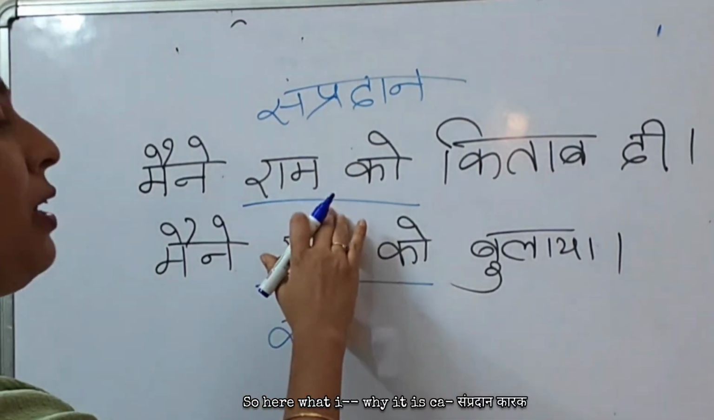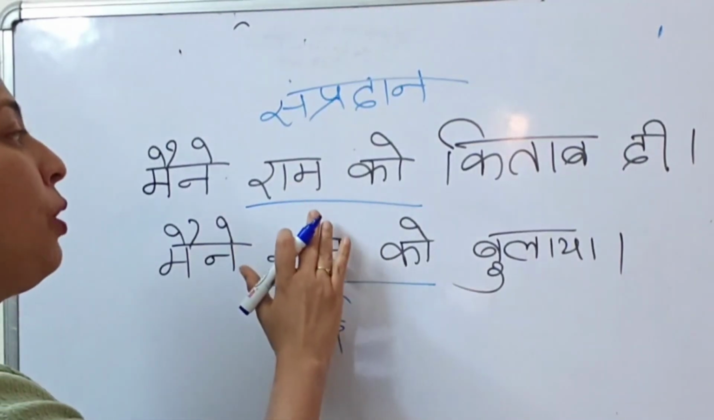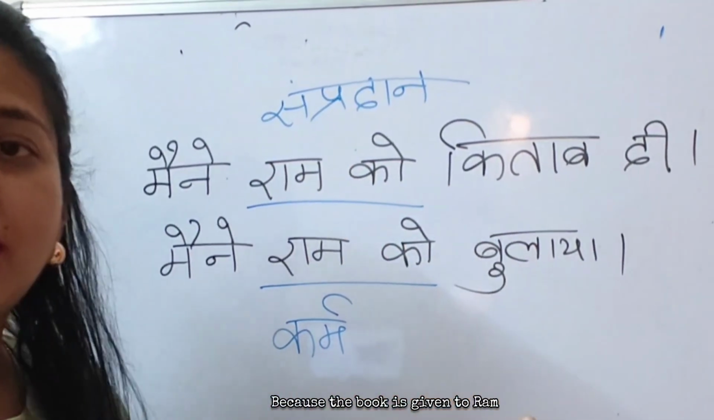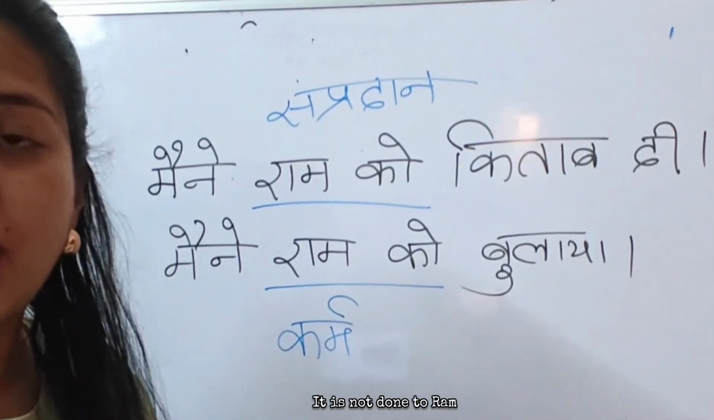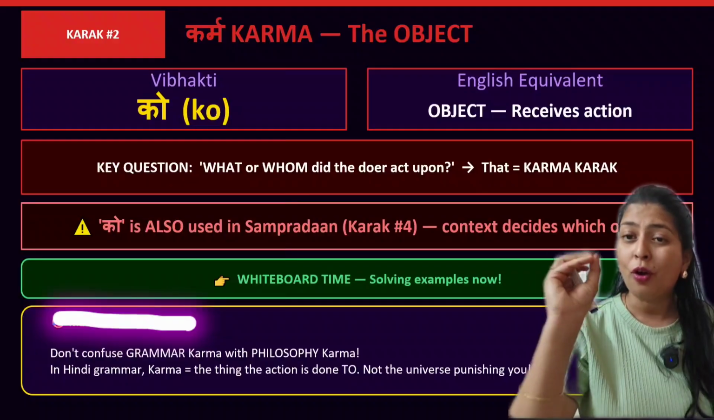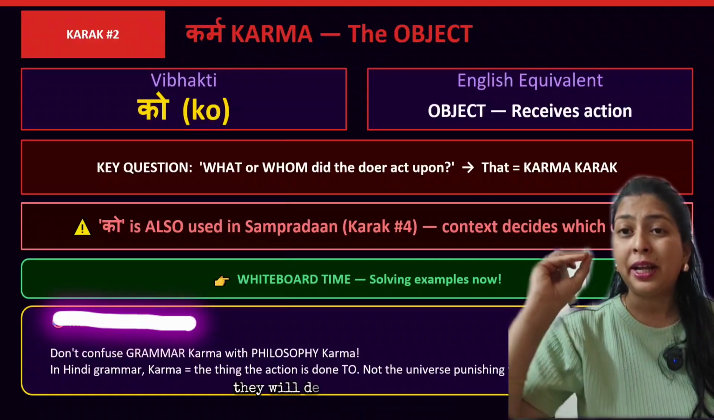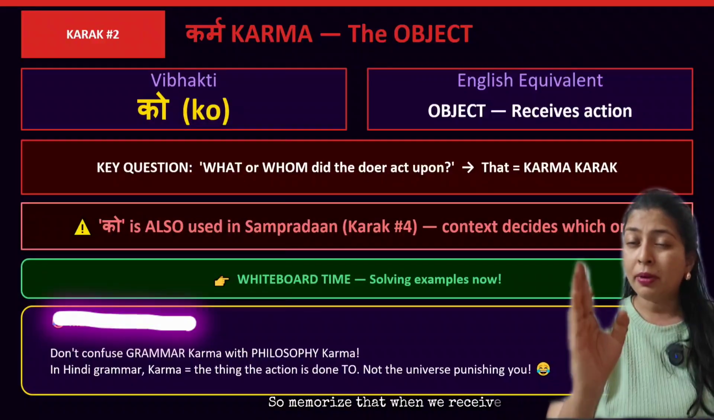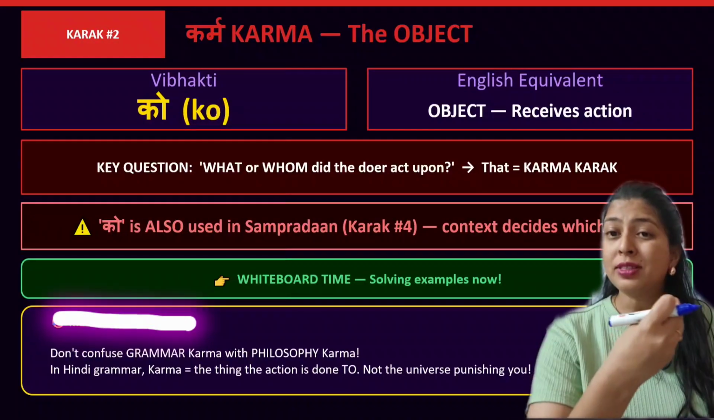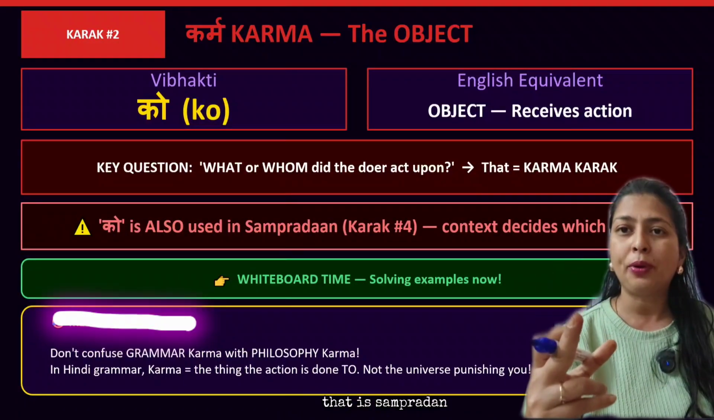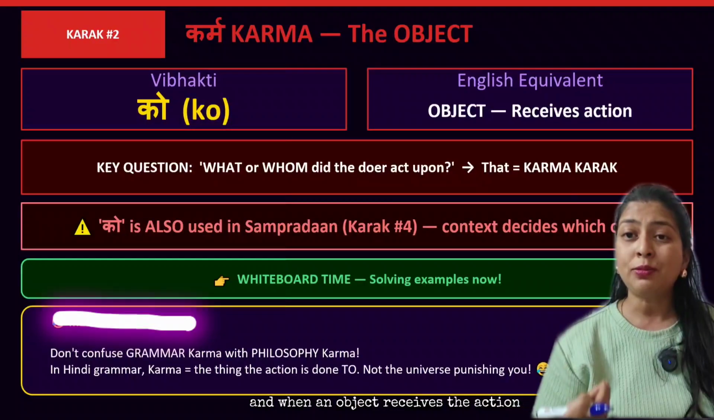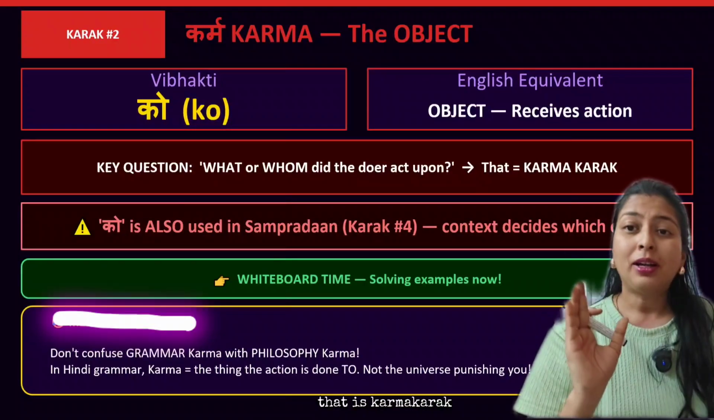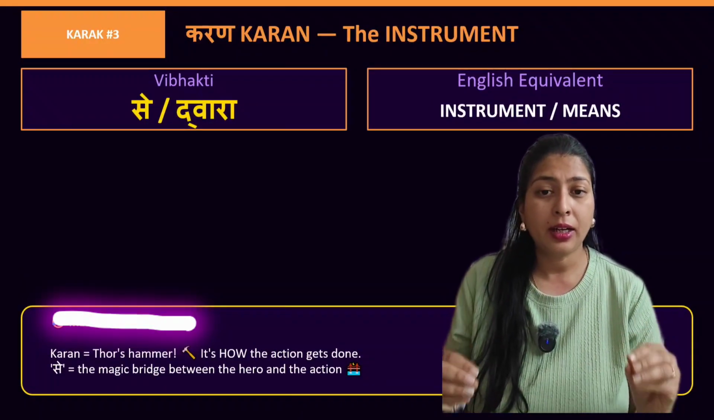So here why is it Sampradan Karak? Because the book is given to Ram. It is not done to Ram. So this is actually a moment for you all. In the board exam, they will definitely confuse between these two questions. So memorize that when someone receives the gift, that is Sampradan, and when an object receives the action, that is Karm Karak.